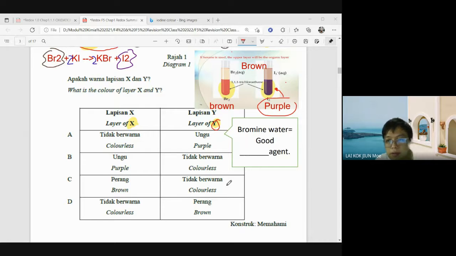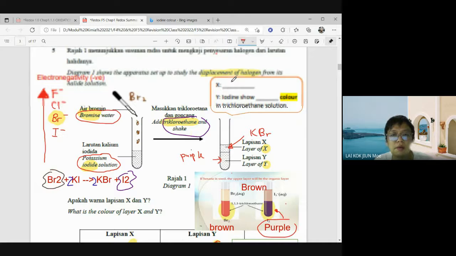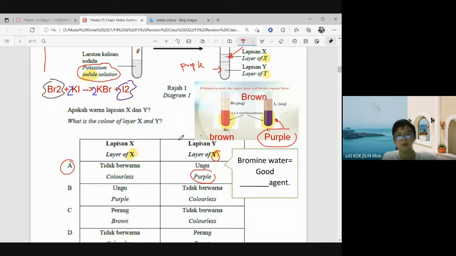Okay, X would be the colorless one. X will be colorless. This one will be purple, yes. This one will be colorless, yes. Because you can see the top one will be KBr. KBr actually is colorless. So X will be KBr, so no color. The iodine will show purple. So you can see this question is considered very careful. They want you to know the color.